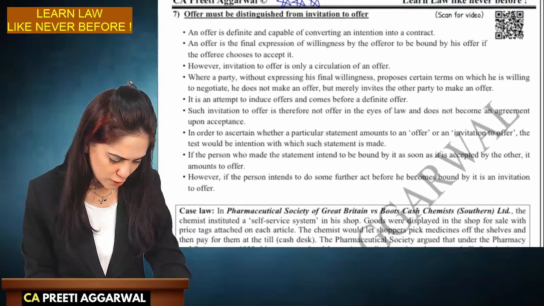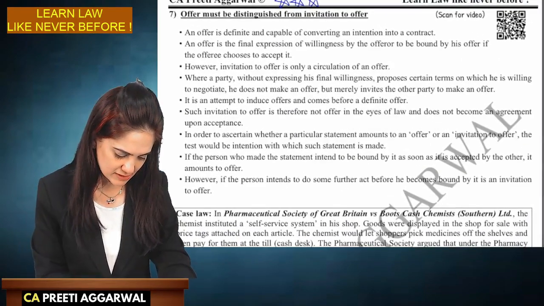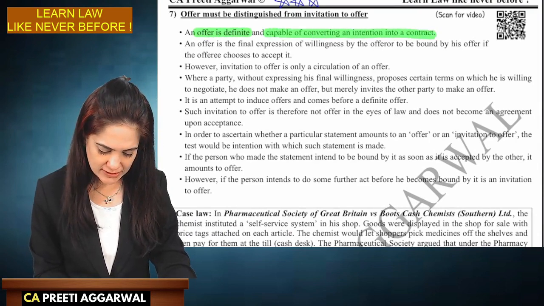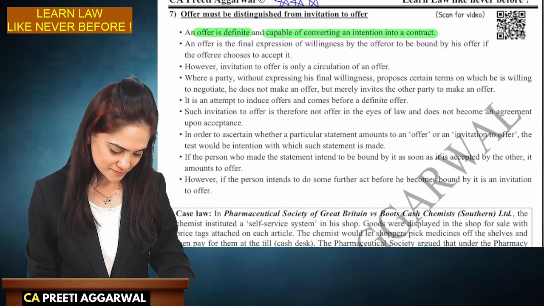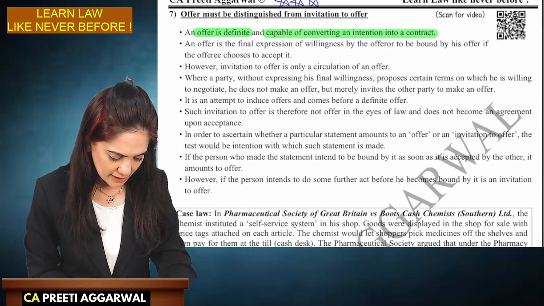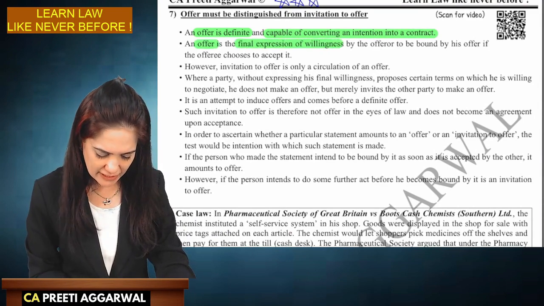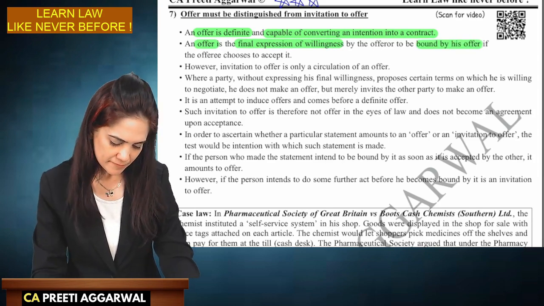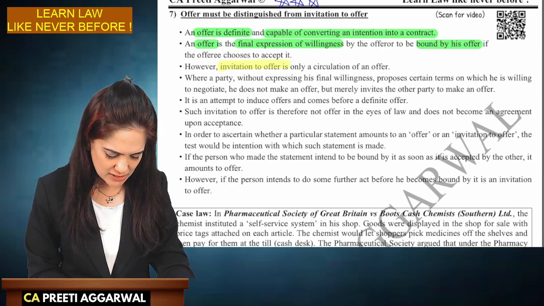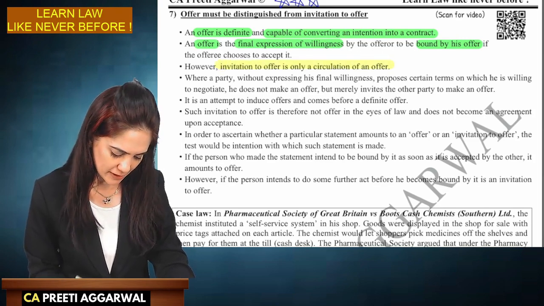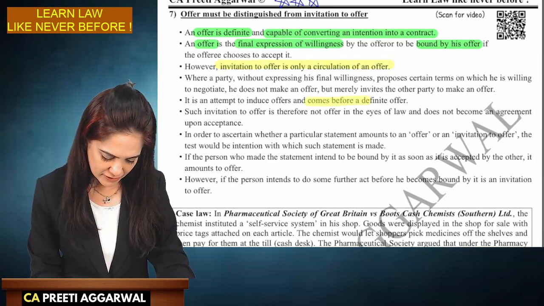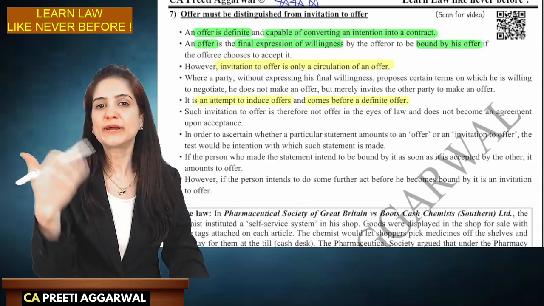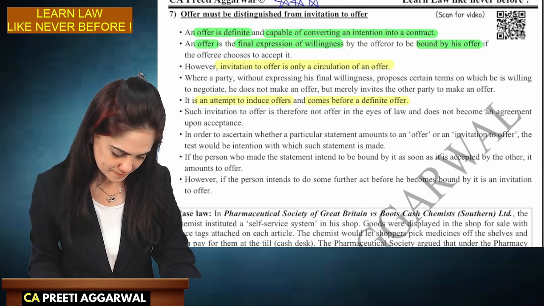So offer, let's highlight, is definite. It is capable of converting an intention into a contract. Offer is the final expression of willingness by the offeror to be bound by his offer. Invitation is actually only a circulation of an offer. It comes before a definite offer. It is just to induce offers, which means it is just to invite offers from the other person.